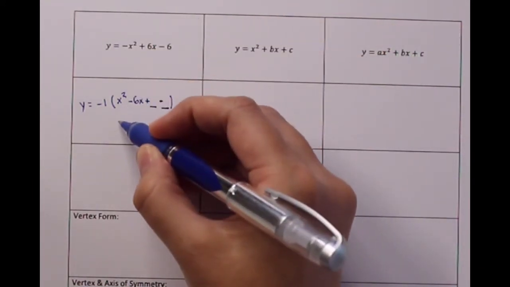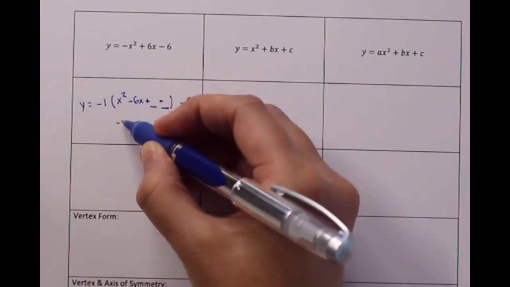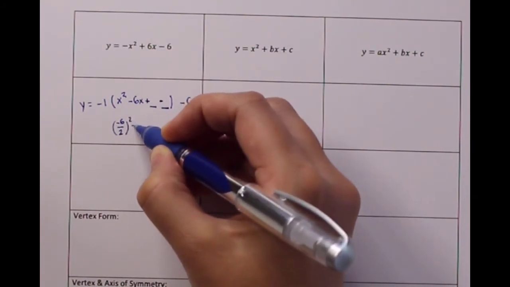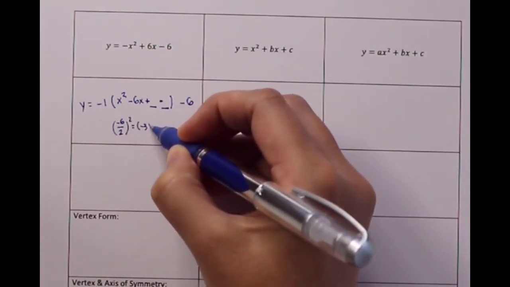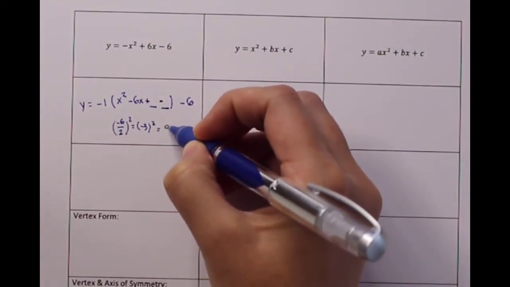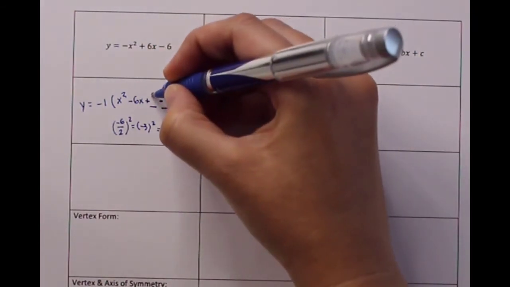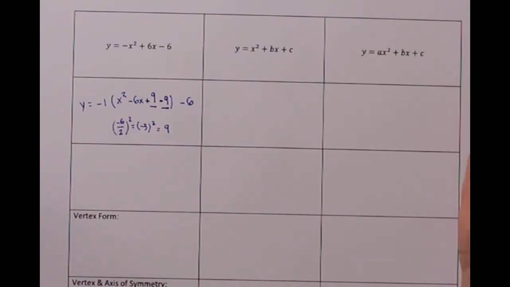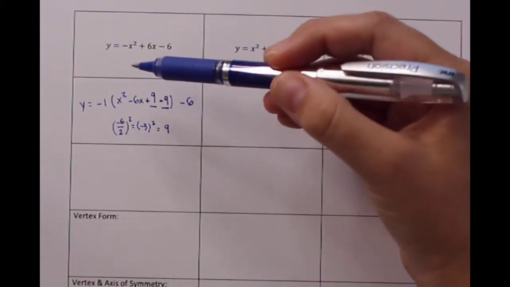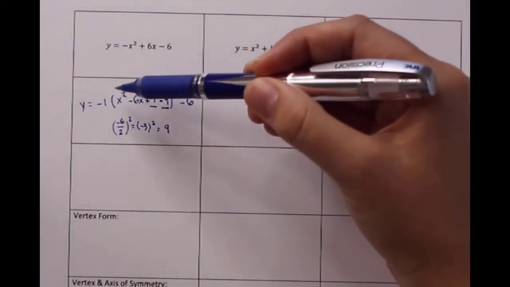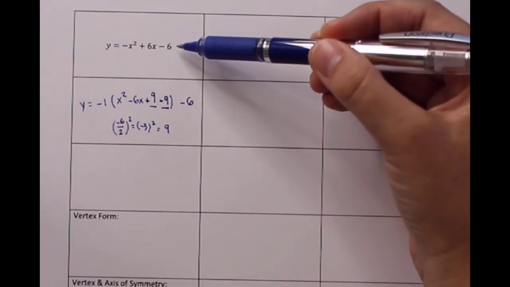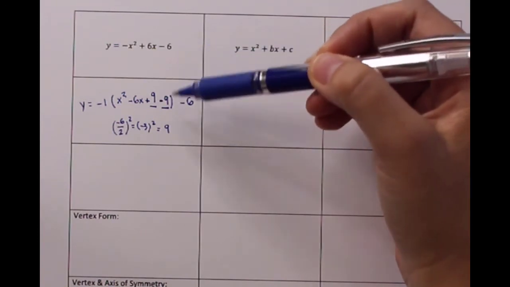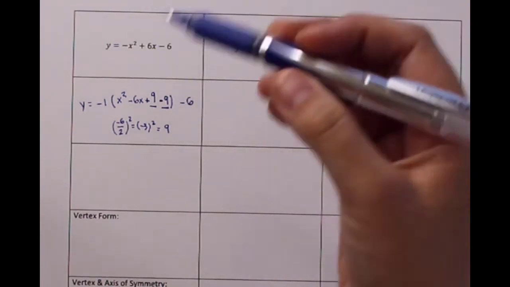So here's where we get that number. We take half of the coefficient on x and we square it. So half of negative 6 squared. So negative 3 squared, which is 9. So we are going to add 9, but then we have to take away 9 just to make sure that we keep our equation the same. If you add 9 and take away 9, it's back where you started. So we're just changing the way this equation looks.